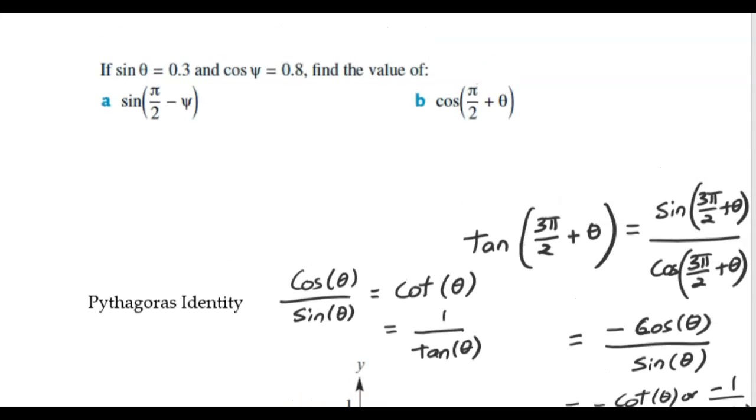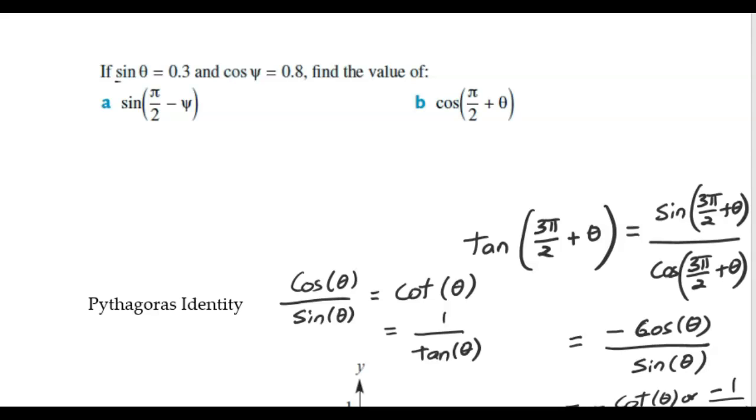Right, now let's go back to this example here. In this question they've said sine theta is equal to 0.3 and cos theta is equal to 0.8. Now they're asking us to find the answers for the two things. Sine of pi on 2 minus theta, an angle in the first quadrant, so applying the complementary relationship, that's going to be the same as cos theta, and cos theta is equal to 0.8, which means the answer to this question is going to be equal to 0.8.